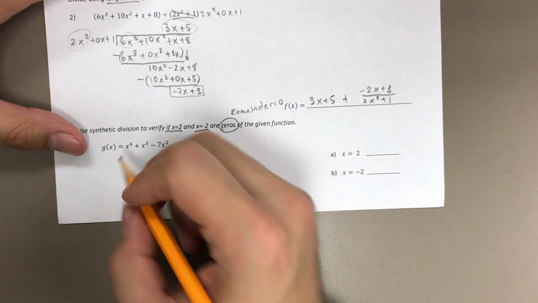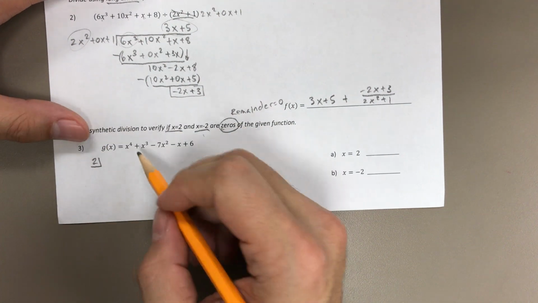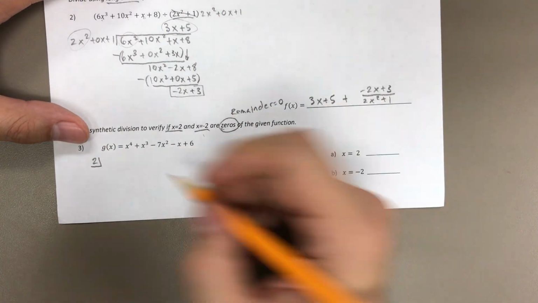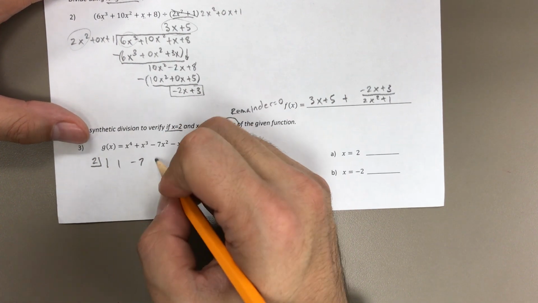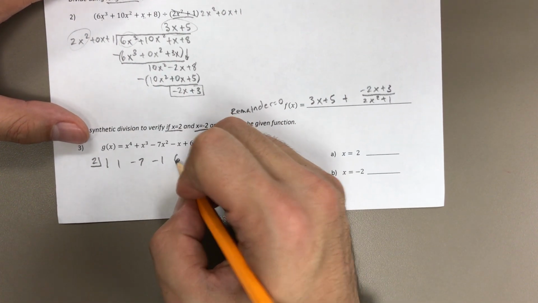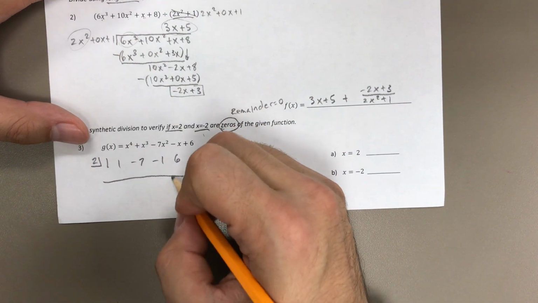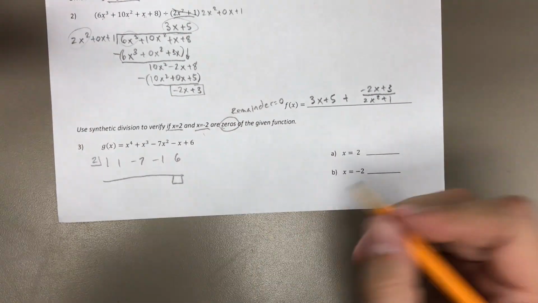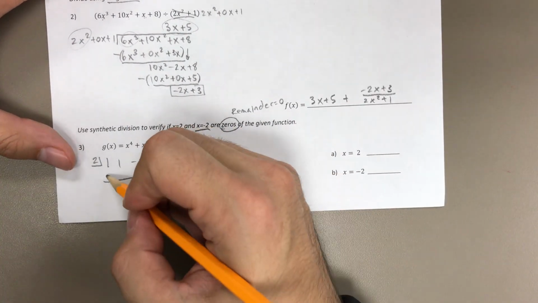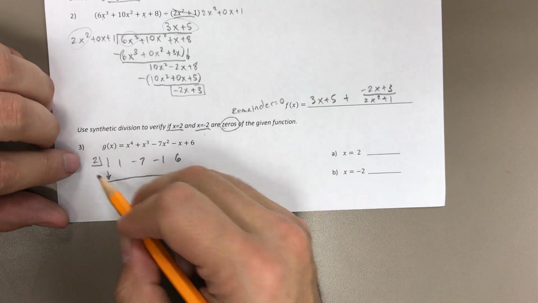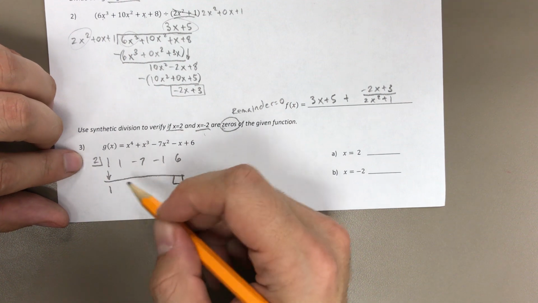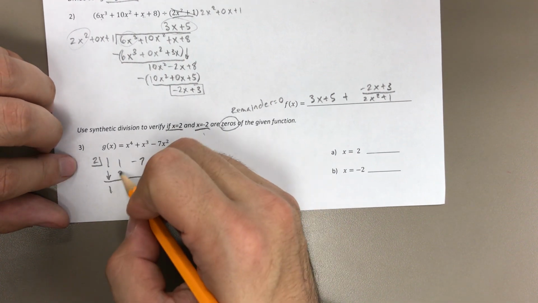So 2 goes in the corner for our synthetic division algorithm, and then we write up the lead coefficients, or the coefficients for all these. So 1x to the fourth, 1x to the third, negative 7x squared, negative 1x, and then 6. So underneath the constant value 6, we're going to put our remainder box because that's where it is. The first term always stays the same, so it just drops down. And now each number that we get here, we're going to multiply by 2 and put it in the next available spot. So 1 times 2 is 2, so 2 goes here.